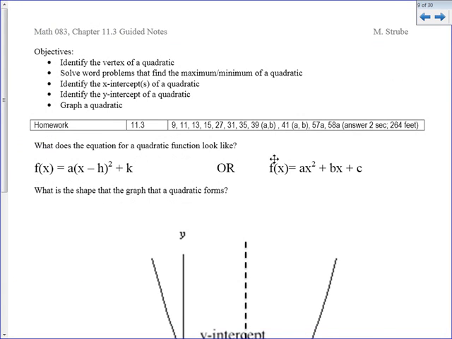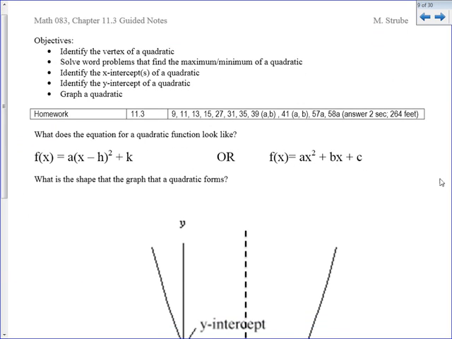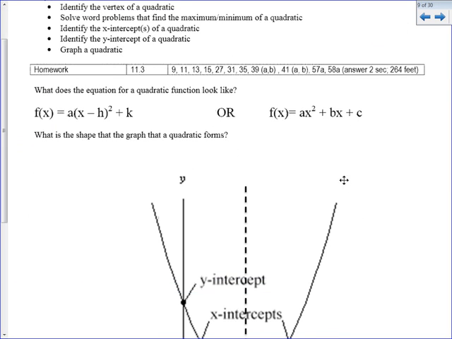What we're going to do mostly is graph quadratics in the form ax squared plus bx plus c, which we've seen over and over. We saw it factoring, we saw it solving. So we're much more familiar with this form right here. So that's what we're going to primarily use.